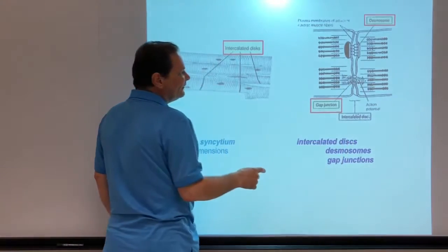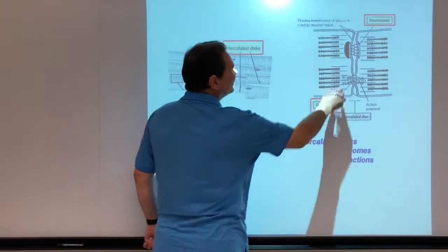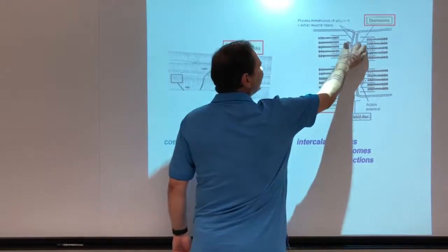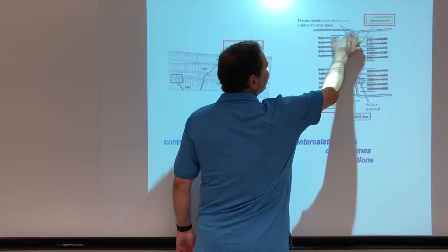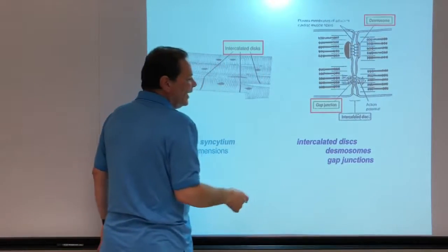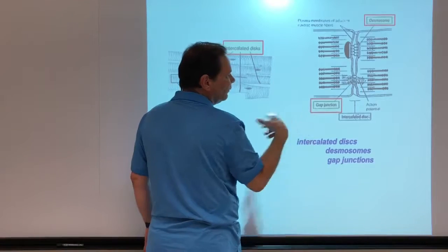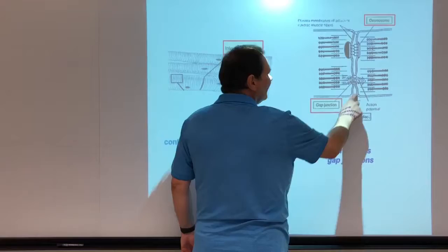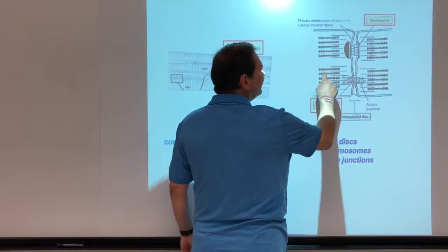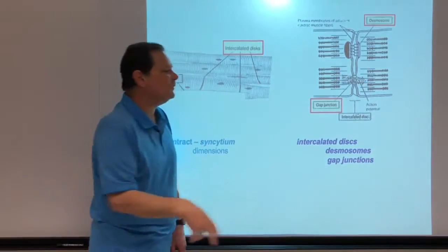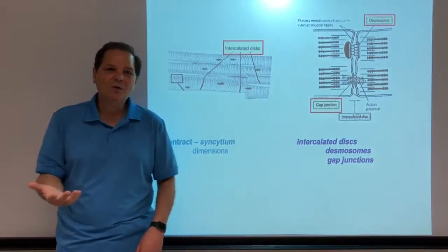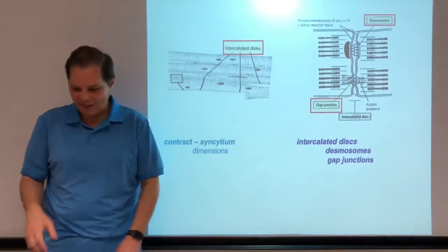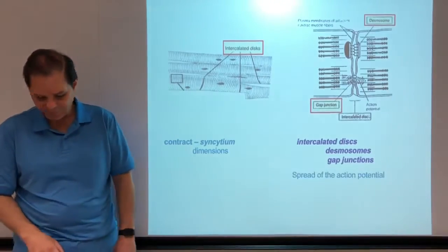These intercalated discs have two connections. One is desmosomes, which are just physical anchors, which hold the membranes of these two adjacent cells together. And then also within the intercalated discs, more importantly for our purposes, are the gap junctions. These are channels that connect one cell to another. They're very large channels, which allow ions to go through very easily. Another way of saying that is that they're electrical connections.